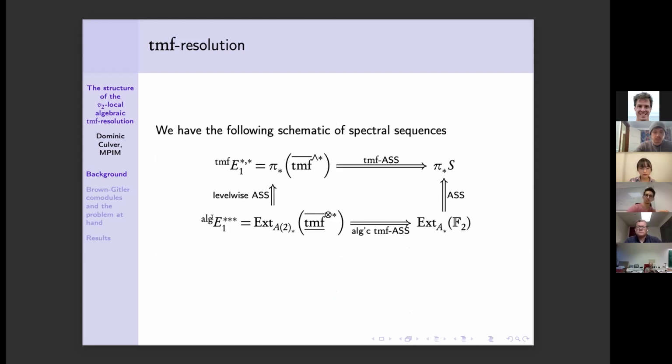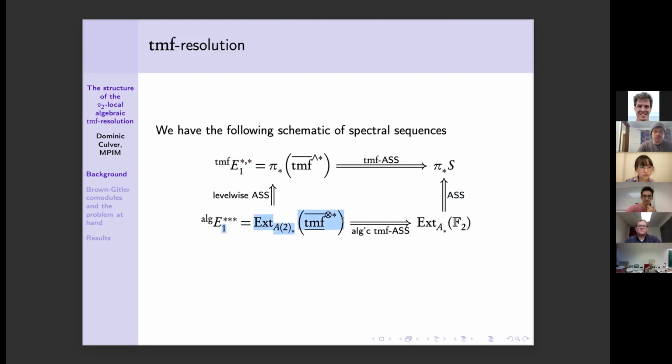Okay, but I do also just want to mention that there is this sort of schematic of spectral sequences. So basically, there are all these spectral sequences involved, and they all fit together like this. On the bottom is this algebraic TMF Adams spectral sequence I just talked about, and on the top is the usual topological TMF Adams spectral sequence.